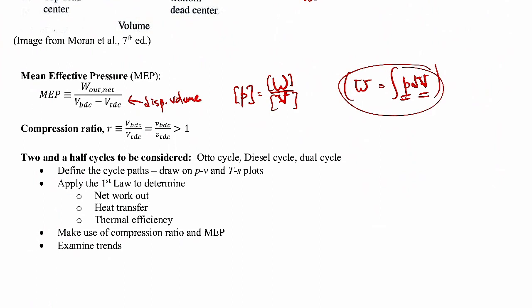And then along the way, we'll make use of this definition of the compression ratio and the mean effective pressure, because these are common terms, especially the compression ratio. It's used frequently in discussion of internal combustion engines. So we'll put our analysis, like the thermal efficiency, in terms of the compression ratio. And then we'll ultimately observe some trends. If we increase the compression ratio, what happens to the thermal efficiency, for example? That's what we're going to do in the next lecture.